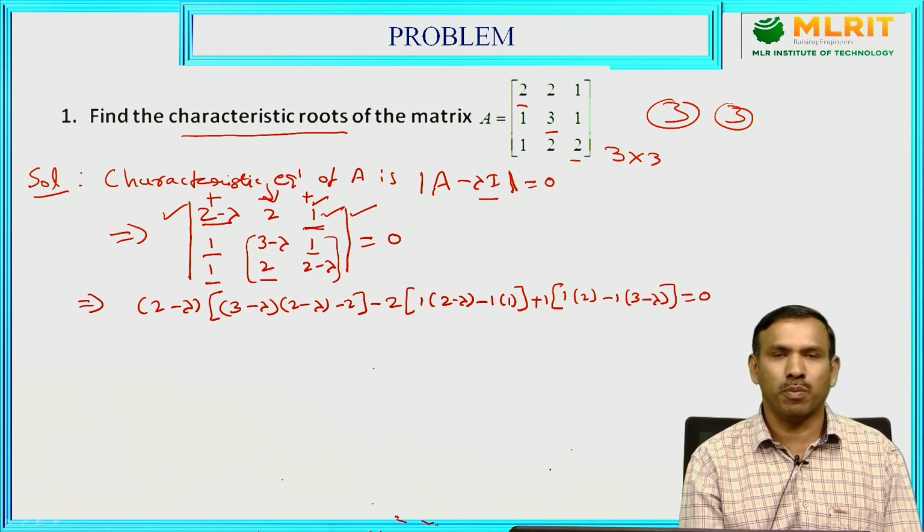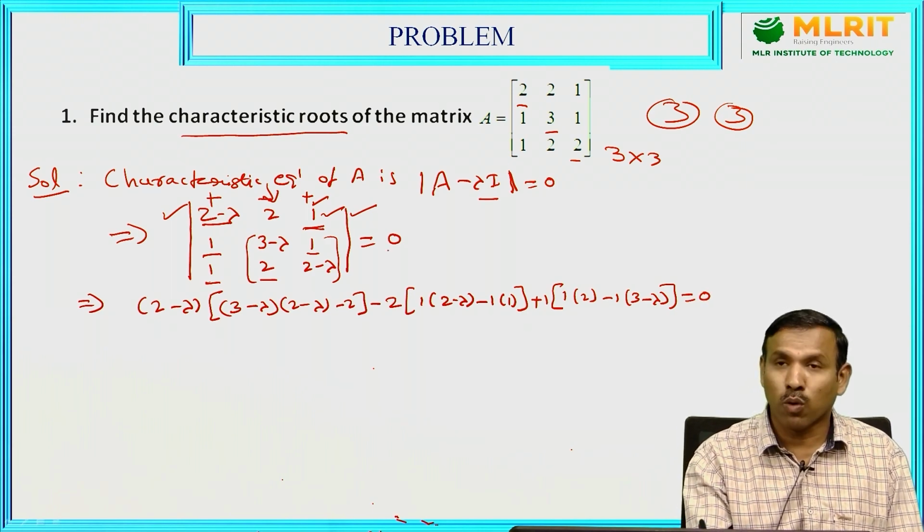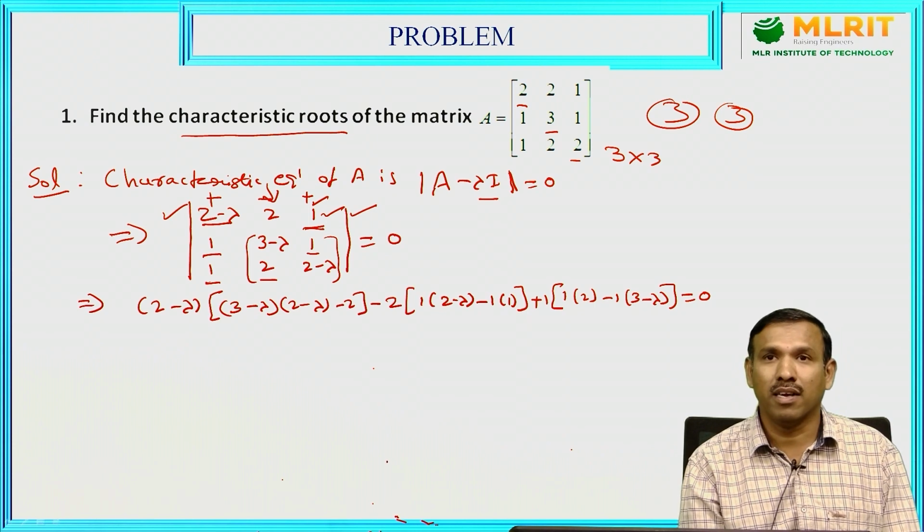Determinant value should be equated to 0. Most of the students, they don't write equal to 0. That is mandatory. It is an equation. We are equating to 0. That is a rule for finding the eigenvalue, right?